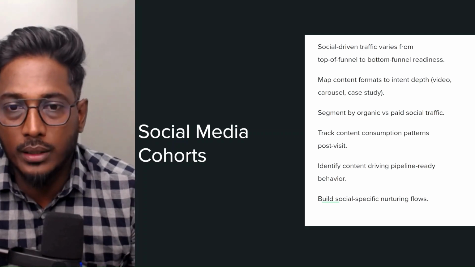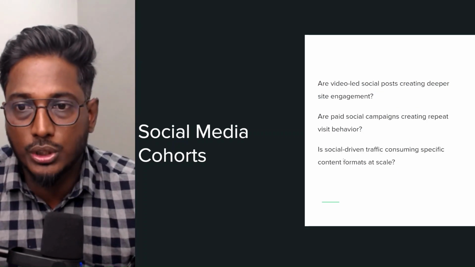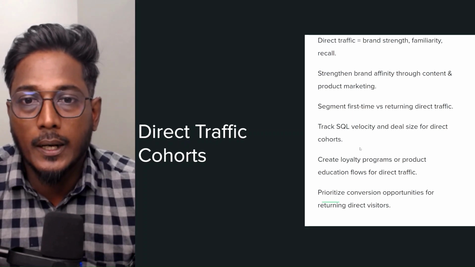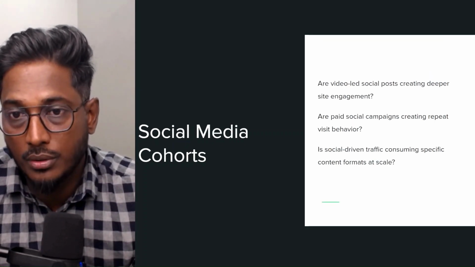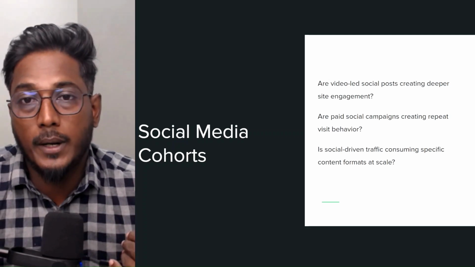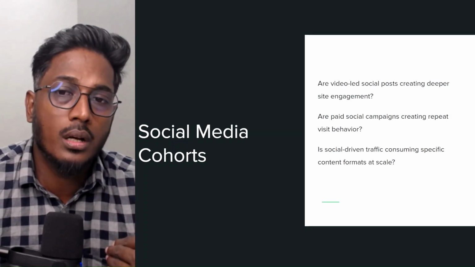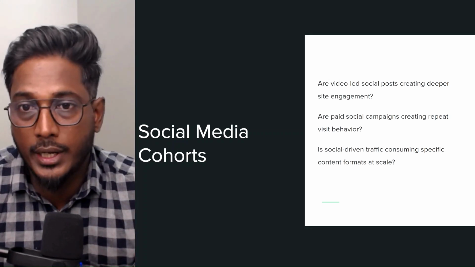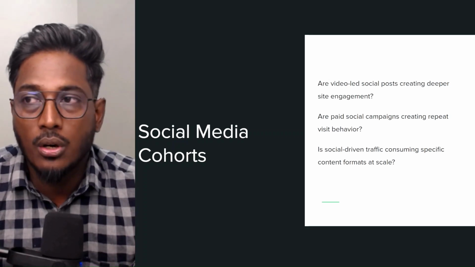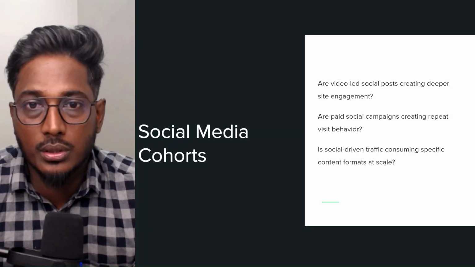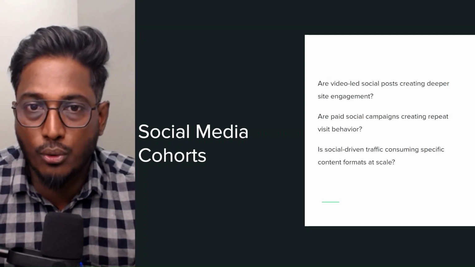So how do you find them? Segment the cohorts in GA4 by social platforms and content types. Track depth of engagement: how many times they have visited repeatedly, time on the site, and what types of content they are consuming. You can identify which content types move people towards subscribing to a newsletter, downloading a resource that you are putting up as gated content, or exploring your product.